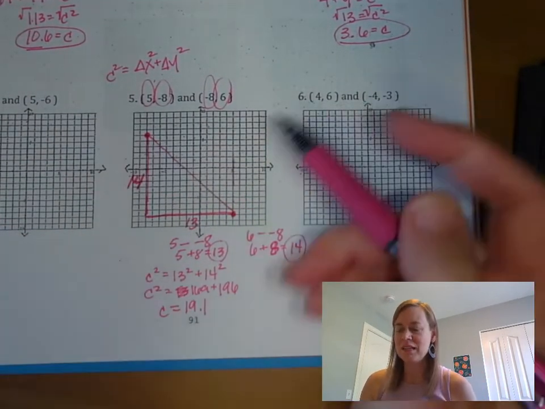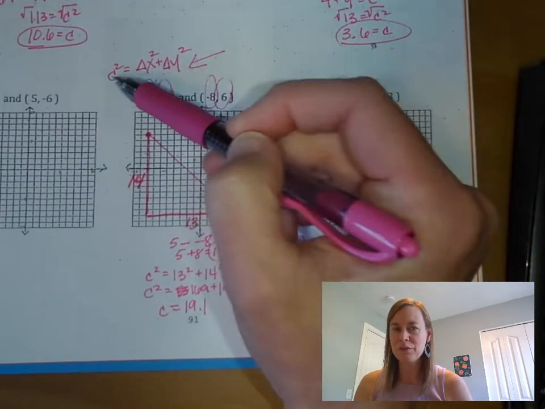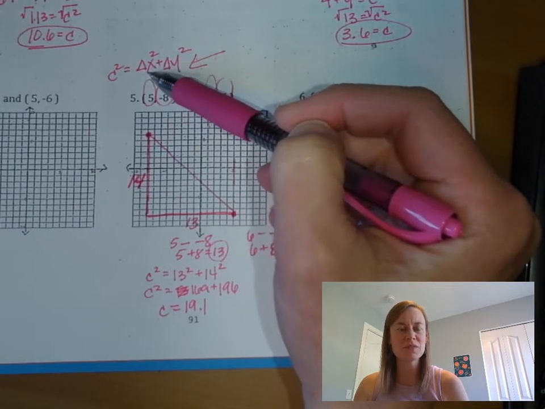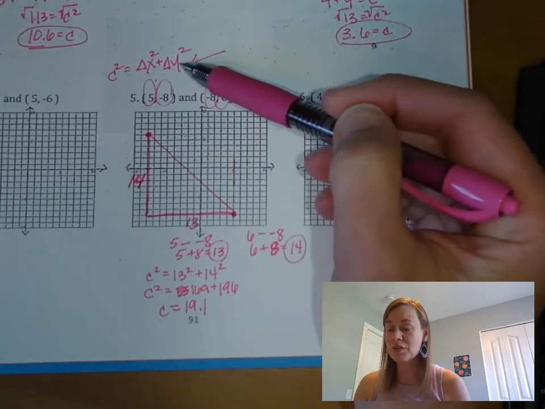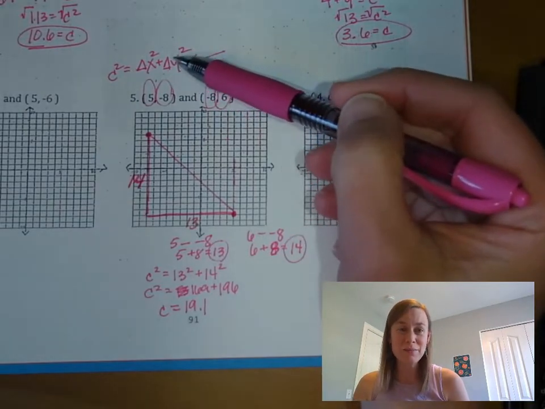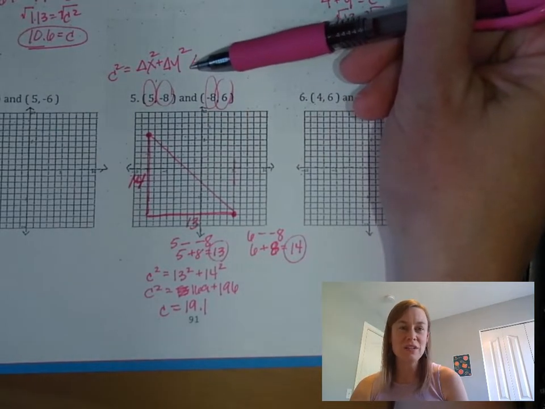What does this mean? All that means is this right here. You have your a squared plus b squared equals c squared, except instead of a squared, we're just saying the change in x squared. And instead of b squared, we're saying the change in y squared. So it's the same thing. And if you understand how to use this, that's really all you need to know.